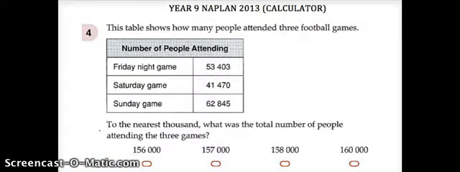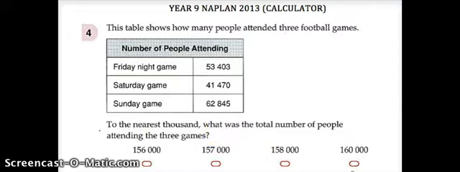Question 4 of the 2013 calculator paper. This table shows how many people attended 3 football games. We can see those numbers there. And to the nearest 1,000, what was the total number of people attending the 3 games? You may pause the video and attempt the question.